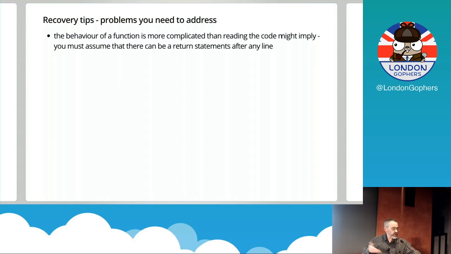This is coming back to the issue around the exception mechanism: the behaviour of a function is more complicated than reading the code might imply. You've got to assume there can be a return statement after any line if there's a panic. Now, if all you're going to do at the end is print out a stack trace and a helpful error message and then exit, that's probably okay. Your program's in a bad state anyway, so exiting's fine. If you're hoping to carry on, then you need to really understand exactly the state that your program is in after any of these panics. So you can't assume that code lower down in a function is going to get called if you have a panic.